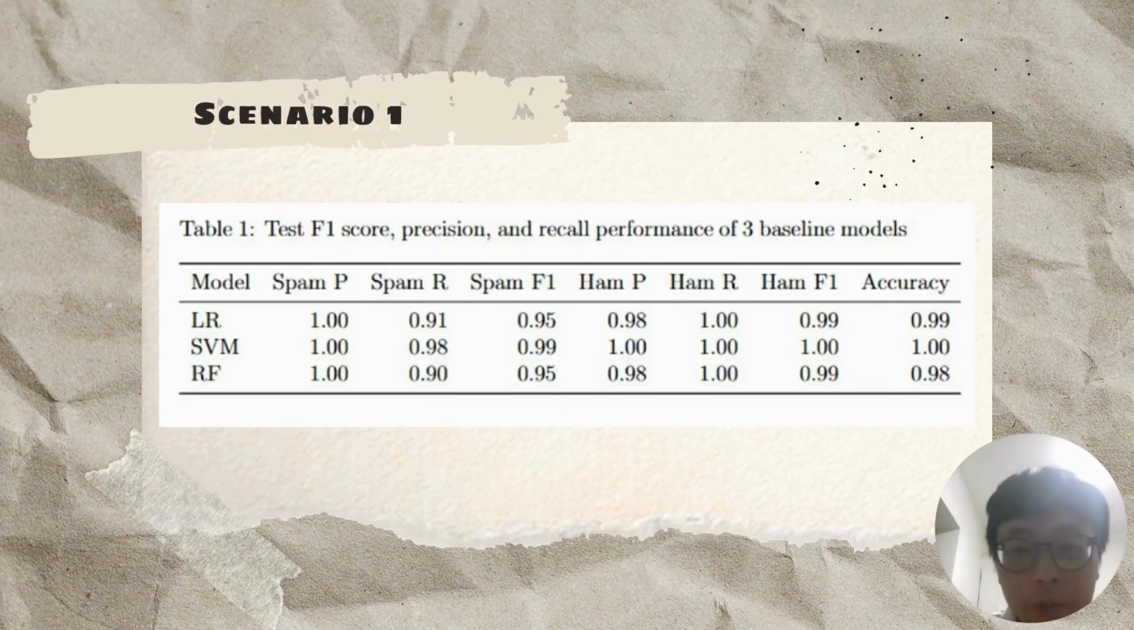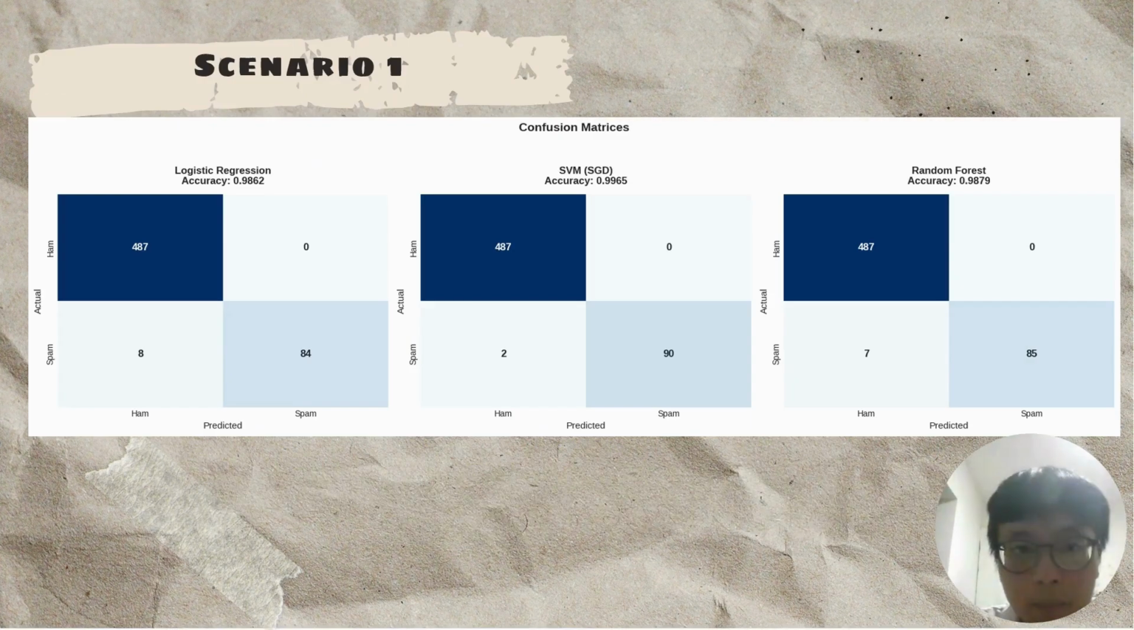This is the classification report generated by our models for scenario 1. From the table, we can see that for all three models, the ham precision, recalls, and F1 score achieved more than 0.99 across the board. However, in the spam recall, logistic regression and random forest models are 0.91 and 0.90 respectively. This translates into roughly 10% of the spam messages not being caught by logistic regression and random forest. On the other hand, support vector machine had a score of 0.98 for spam recall, correctly classifying 98% of spam mails.